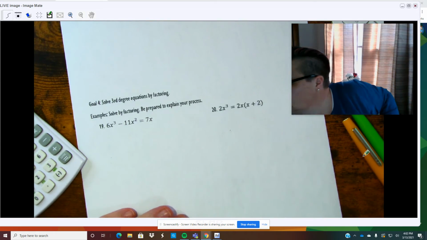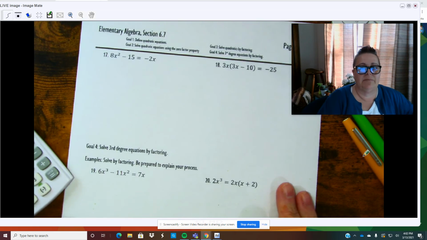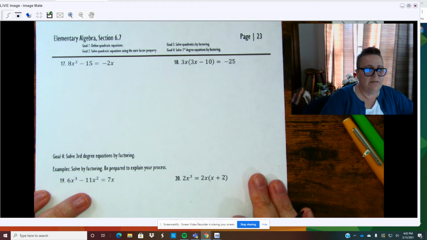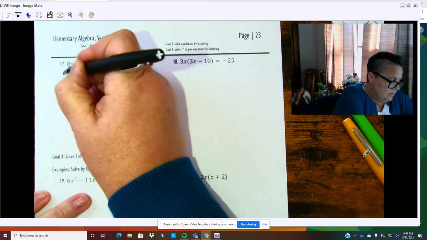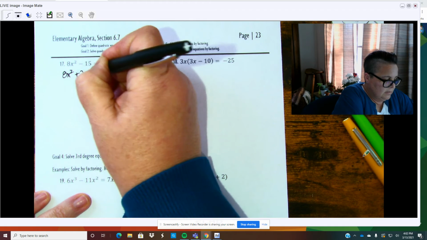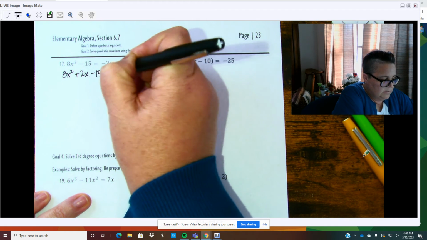Okay. All right. A couple more to try. We'll just keep going with some extra examples here. So for problem number 17, we want to make sure it's in standard form. So I'm going to do an 8x squared, I'm going to add 2x, subtract 15 equals 0.